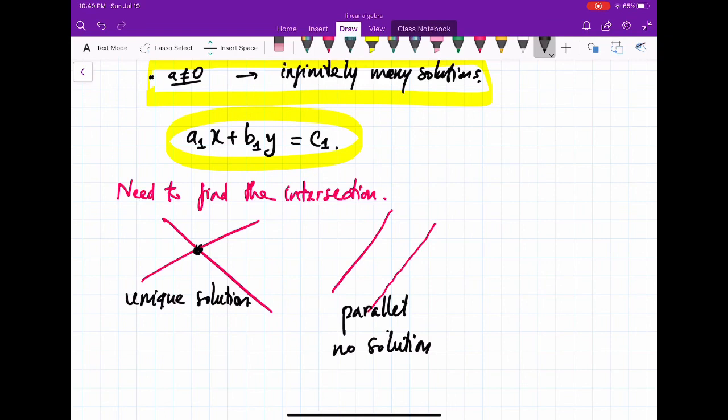And the last case is that two straight lines are the same. They have intersection and they have the same slope. So I can write just they are the same, right? Just with different colors. In this situation, how many solutions? Infinitely many solutions.